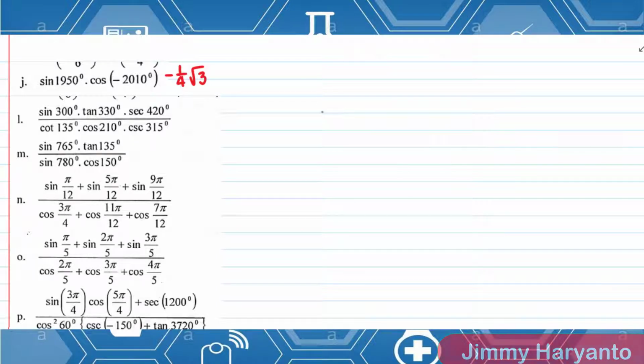Next is L, sine 300, which is 360 minus 60, so sine 60 is half square root of 3, and then tan 330 will be tan 30, but it is in quadrant 4. Sine in quadrant 4 is negative, and tan in quadrant 4 is also negative, so it is 1/3 square root of 3, and then secant.